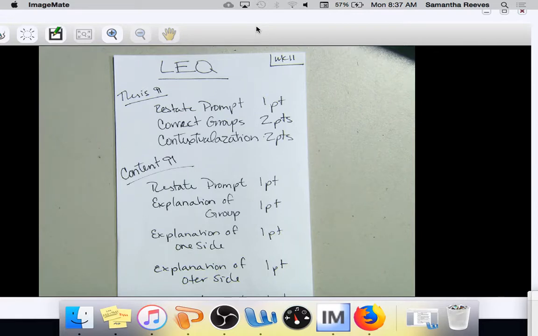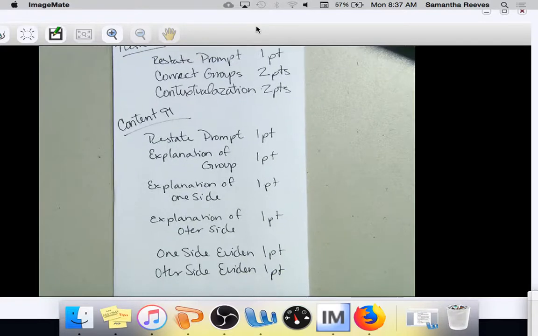Third word? Prompt, correct groups, contextualization. What's the matter, Reagan? Reset prompt, correct groups, contextualization. You should have. Contextualization has been in every single one, my darling. That's talking about what's happening during that period. That's contextualization. 99% of the time during this period, you're going to talk about how trade increases. You should have used it in all three of your essays.